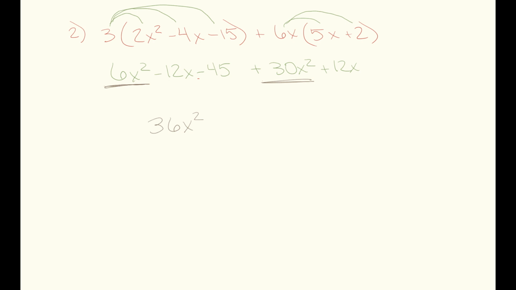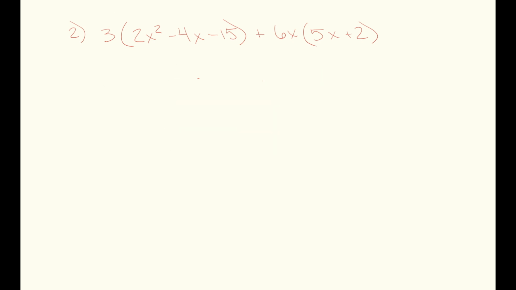And then I have negative 12x plus 12x, which cancels out. And then the only thing that I have is the minus 45. So I'm going to put that right here. And I'm done. That's all I can combine. So that is my final answer.